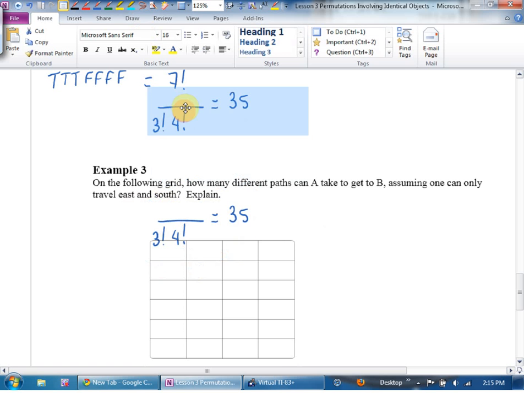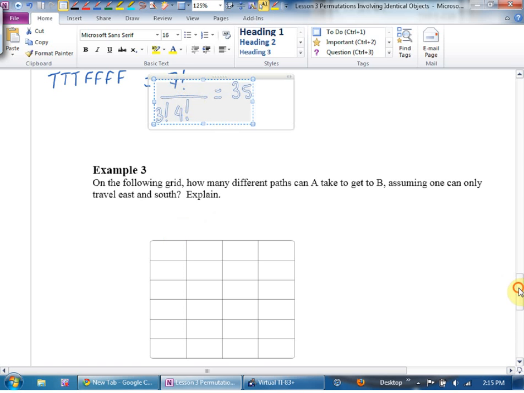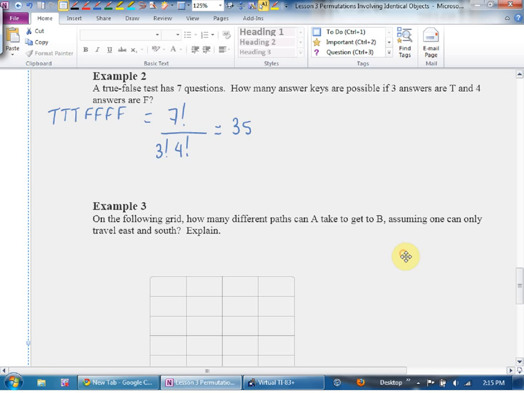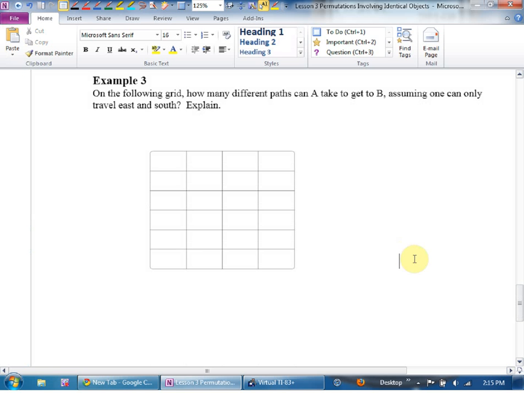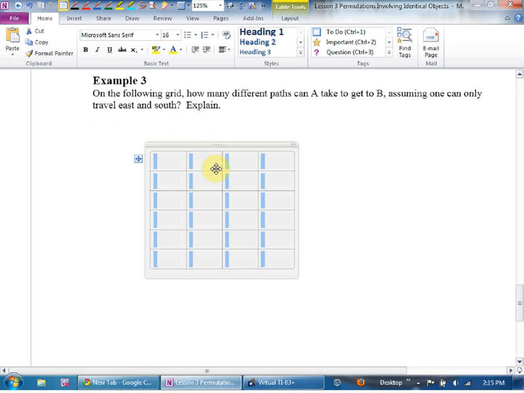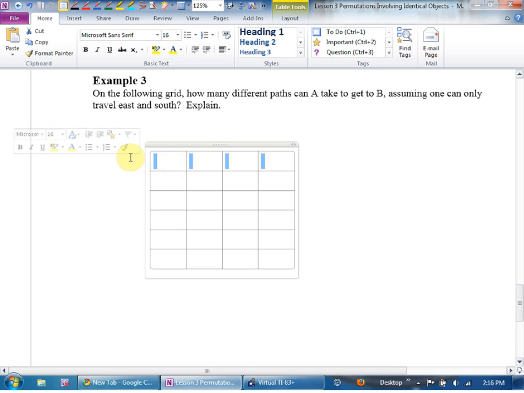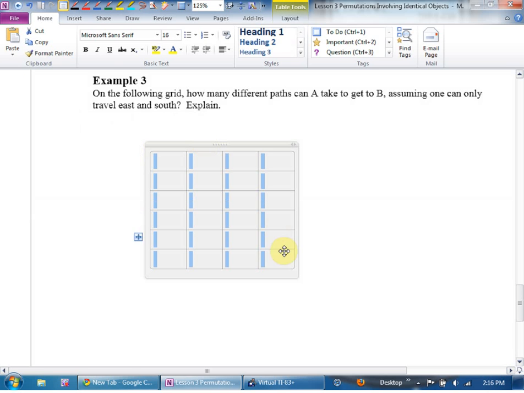Okay. Can you draw a little 4x6 grid? Now, by the way, please notice that to draw a 4x6 grid, you're going to have to draw 5 lines by 7 lines to get 4 squares by 6 squares. And while you're doing that, I'm going to see if I can format the lines a bit and make them darker. Can I? Not in OneNote, probably.